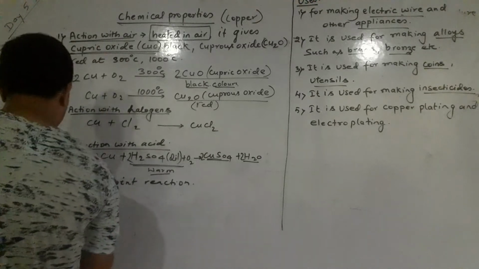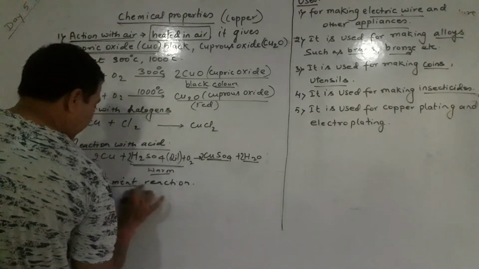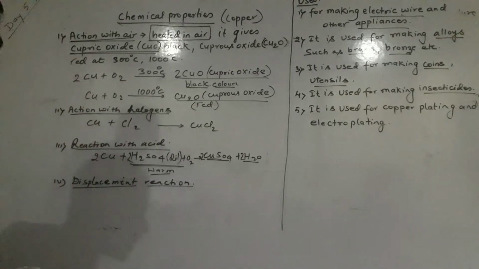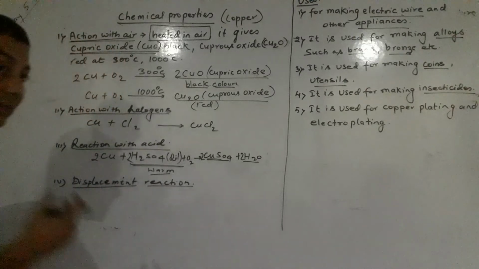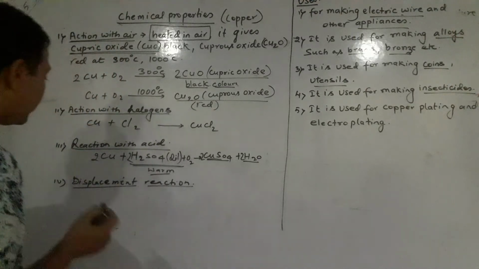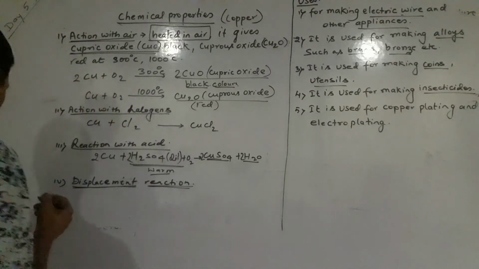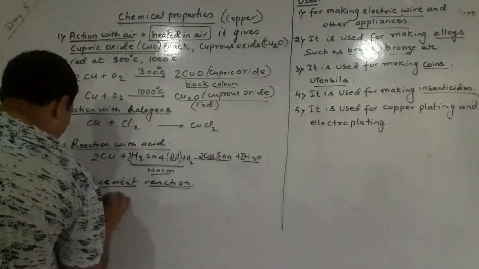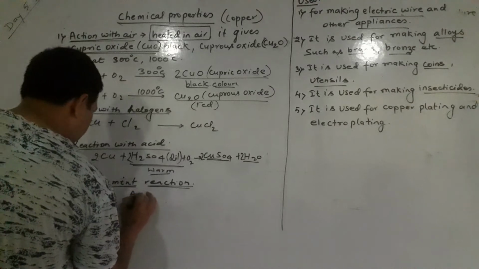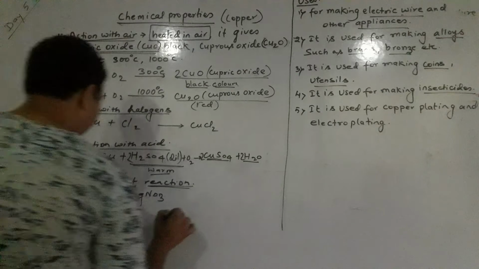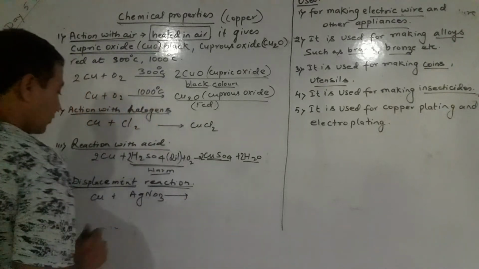Likewise, the other reaction is the displacement reaction. The reaction is not mostly asked in your exam, but we should know it, as it may be asked sometime. Displacement reactions, for example, when copper reacts with silver nitrate, so what happens?